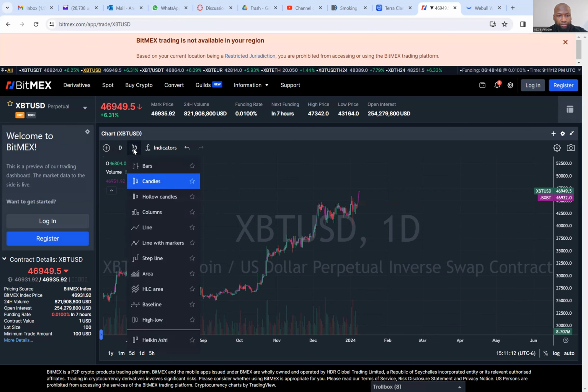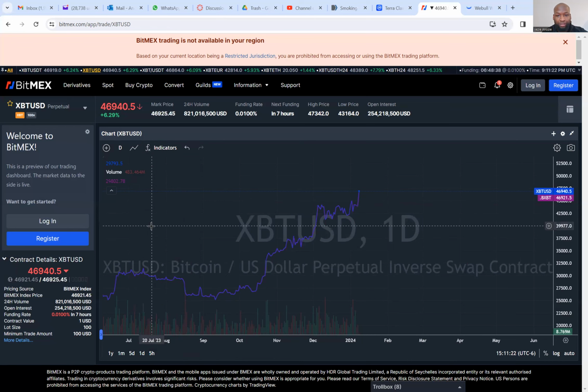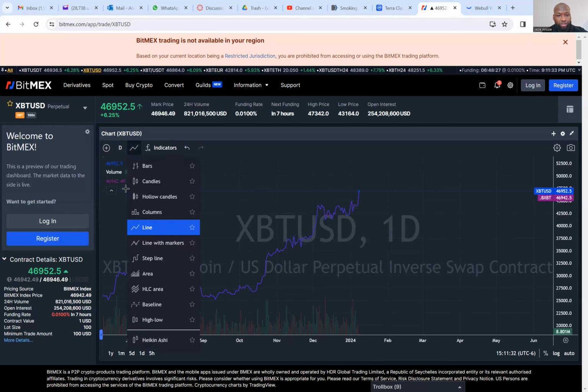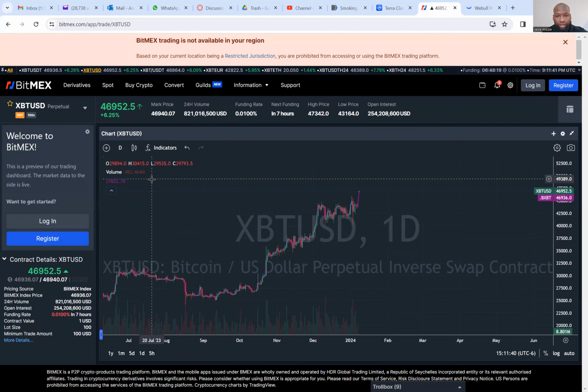Here it says candles. If you click on it, you see hollow candles, columns, lines. A lot of platforms come like this, right? Like Robinhood. When you look at Robinhood, it looks like this, and a lot of people can't make sense of it because it's just lines, right? So this is where you see if your platform gives you the option of switching. I like to stick to candlesticks.